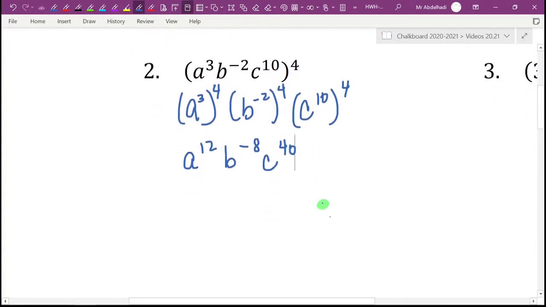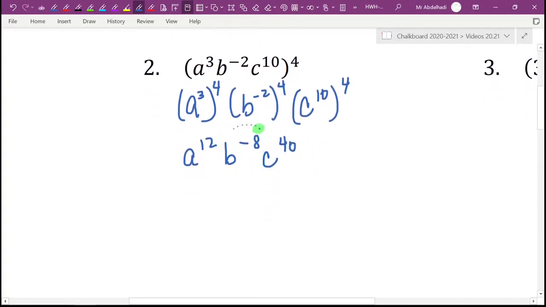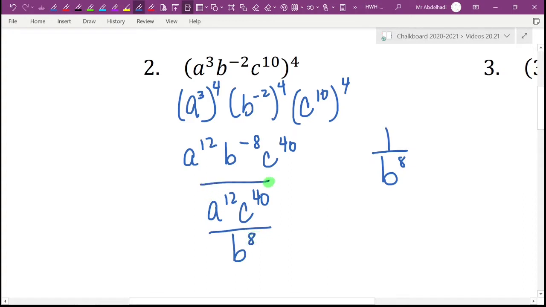Now here's the thing, you may not leave any negative powers in your answer, so this needs to be flipped right here. So the a to the 12th and c to the 40th stay on top, but this becomes the same as 1 over b to the positive 8th, like that. And when you multiply by that, it ends up on the bottom, like this. Okay? So long story short, any negative powers, flip them. If it's negative on the top, flip it to the bottom. If it's negative on the bottom, flip it to the top. All right, number 3.